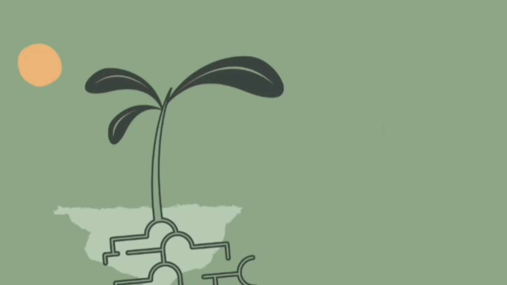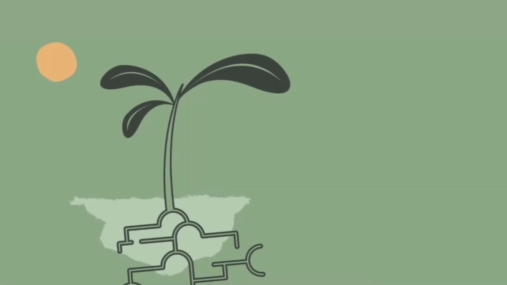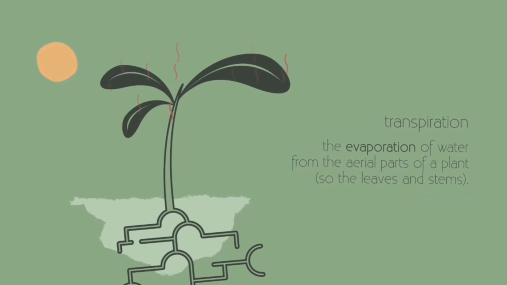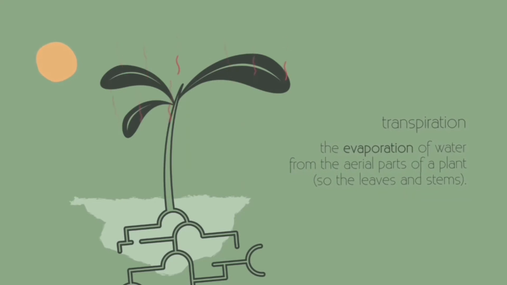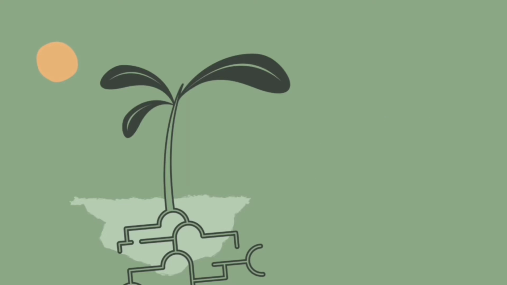Now let's see transpiration in plants. We shall start with the term transpiration. Transpiration is the evaporation of water from the aerial parts of the plants, that is, leaves and stems. By water evaporating out of these parts, mostly leaves, a suction pressure is created which draws up water through the plant. This is called transpirational pull.